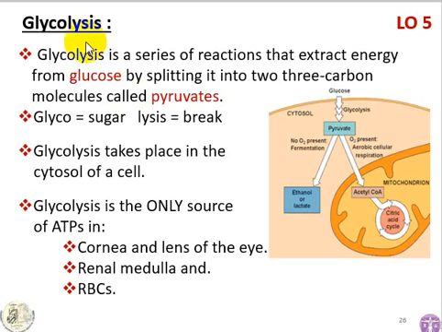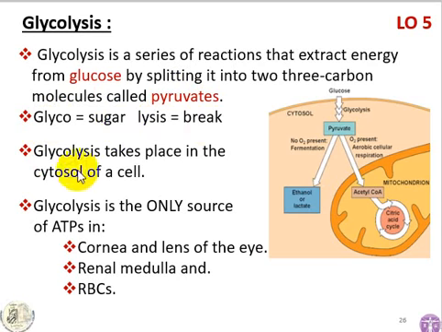The second part, or the second stage of carbohydrate metabolism, is glycolysis. Glycolysis is a series of reactions that extracts energy from glucose by splitting it into 3-carbon molecules called pyruvates. The name glycolysis comes from glyco, meaning sugar, and lysis, meaning break.